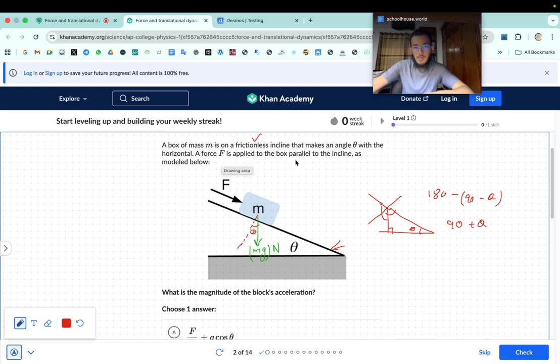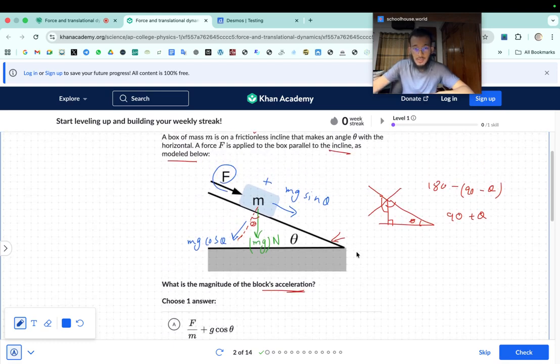So a force F is applied to the box parallel to the incline as modeled below. What is the magnitude of the block's acceleration? Now, if we resolve this force, we have one force in this direction to be mg cos theta, and one force in this direction to be mg sine theta, because this is the adjacent one and this is the opposite one. Now both this force F and mg sine theta are applied in the same direction. That's why we add them.